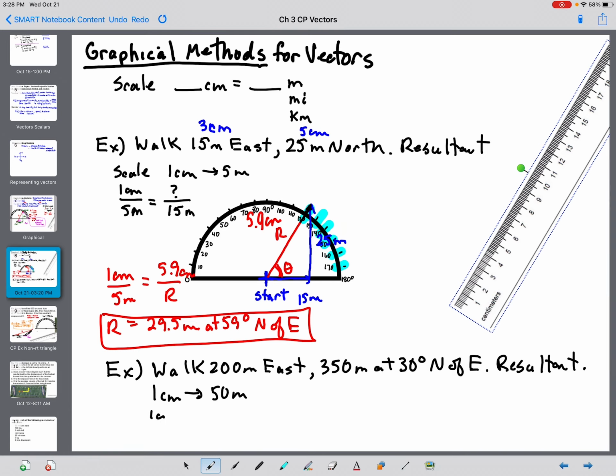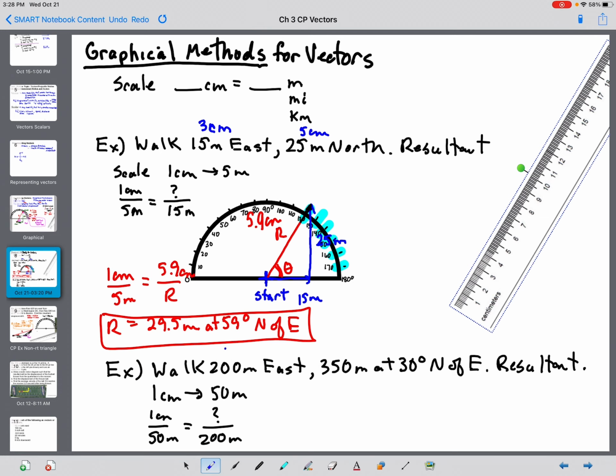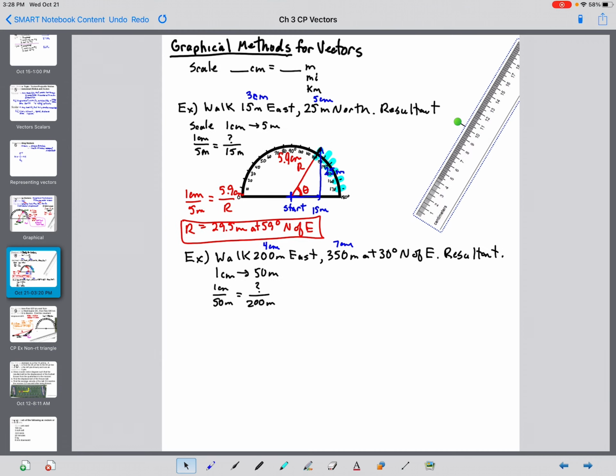And so then 1 centimeter to 50 meters, I have 200 meters. So I want to know how many centimeters that's going to be. That'll end up being 4 centimeters. So using the proportion, this line would be 4 centimeters long, and then our other line would be 7 centimeters long. Now, we're going to need to draw it, so I'm going to give us a little bit of extra space here.